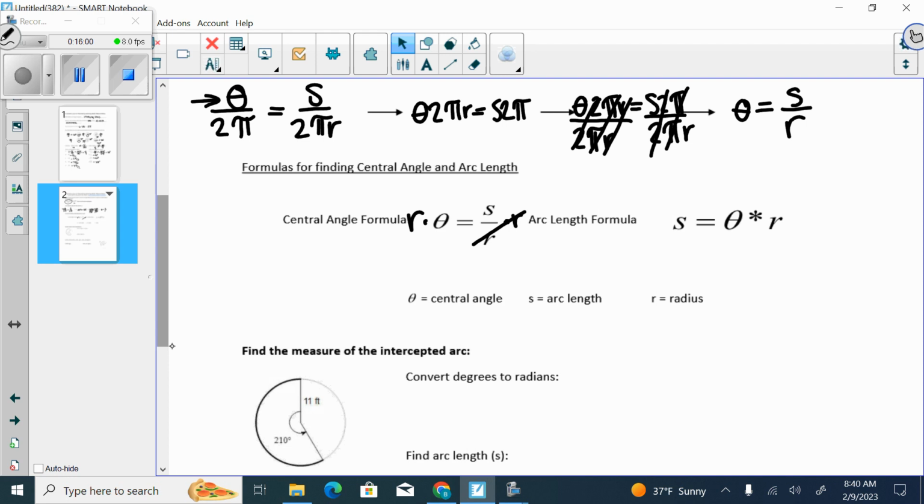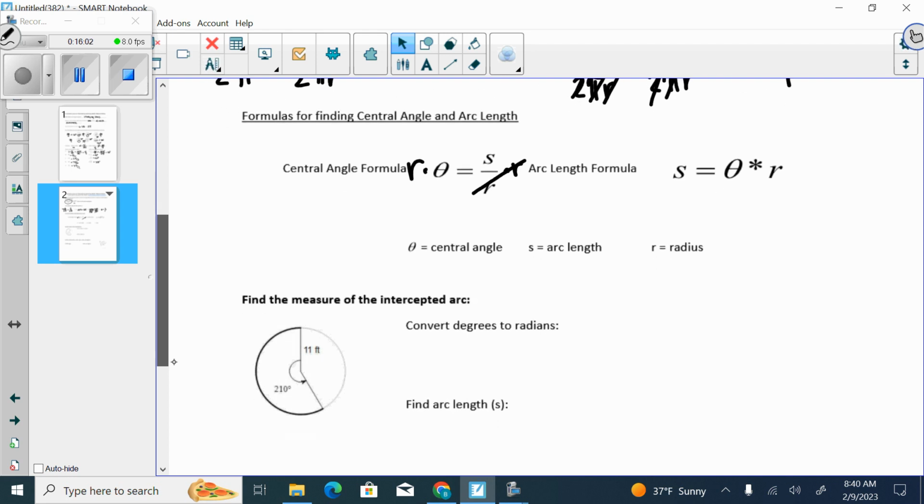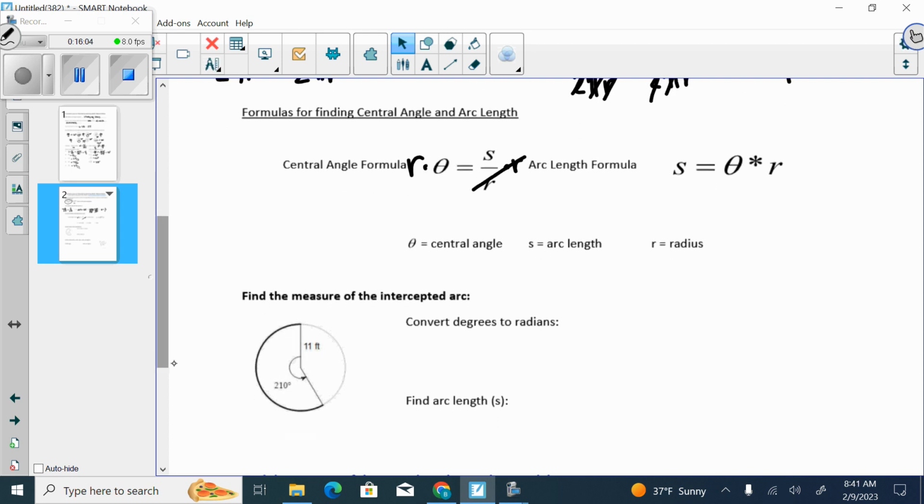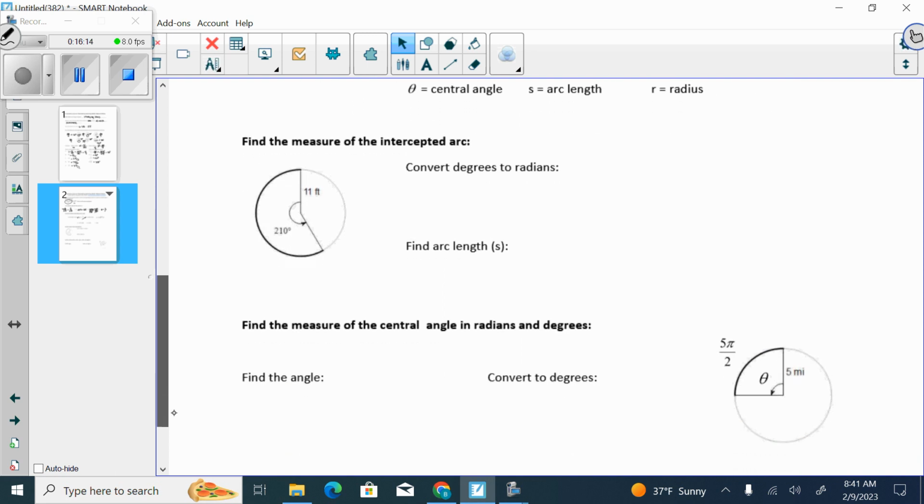Okay, so just for future reference, so that you know what all these are standing for, theta is our central angle, S is our arc length, and R still stands for radius, just like before. So that's what each one of these is representing. So it says to find the measure of the intercepted arc here. Okay, so first of all, this is not in radians, this is in degrees, right? So the first thing we need to do is convert our degrees into radians so we can use our new formula. So how do I convert degrees into radians?